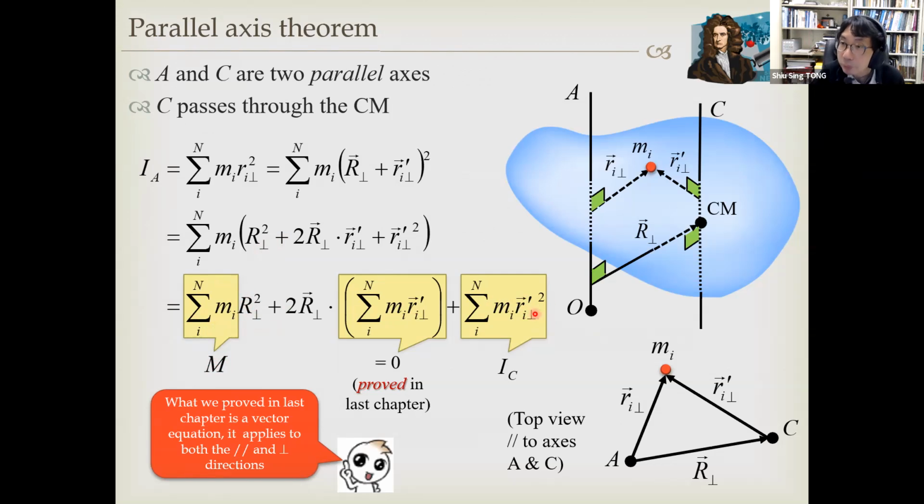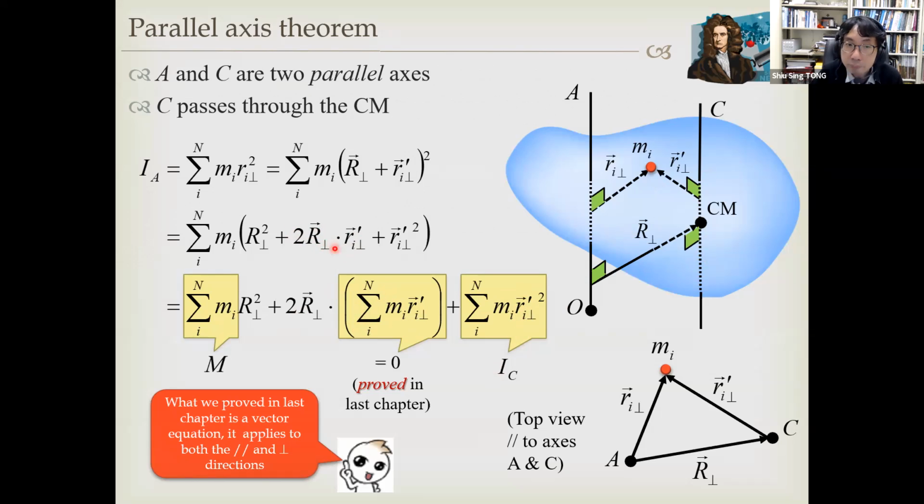How about the last one? The last one is summation mi Ri per prime square. And that is the moment of inertia about axis C, right? Because this vector points from the Ri per prime points from axis C outwards. So the summation of this, summation of mi Ri per prime square, is just the moment inertia about axis C. So this is IC actually. And what is this term? What is the cross term?